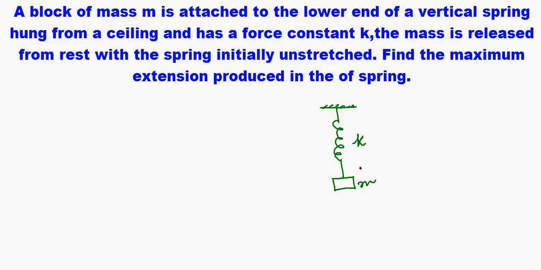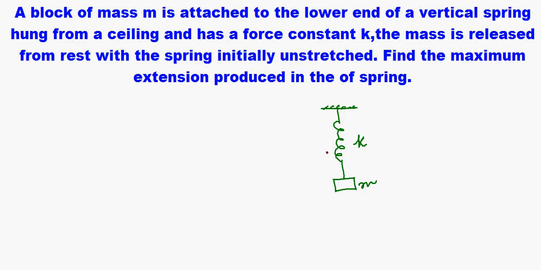The question is, a block of mass m is attached to the lower end of a vertical spring hung from a ceiling and has a force constant k. The mass is released from rest with the spring initially unstretched. Find the maximum extension produced in the spring.